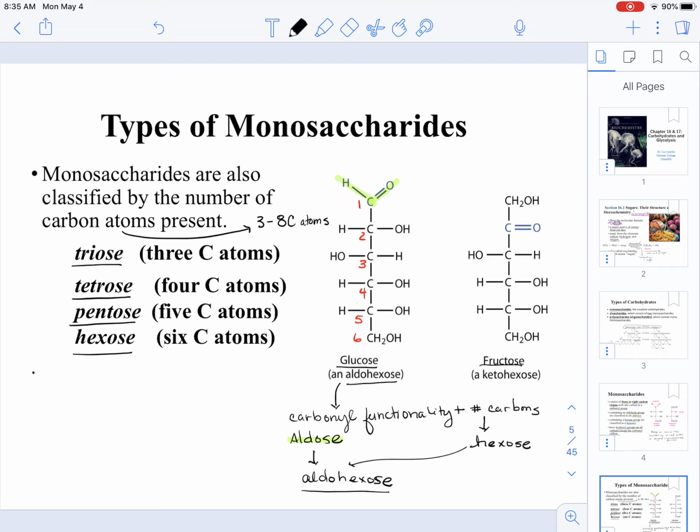For another example of a monosaccharide, as you can see, that is fructose. And fructose is a ketohexose. So I'm just going to highlight why it's called a ketohexose. The keto portion comes from the C double bond O bonded to carbon. So that is the ketone motif in fructose. And then the hexose portion comes from having 1, 2, 3, 4, 5, 6 carbons.